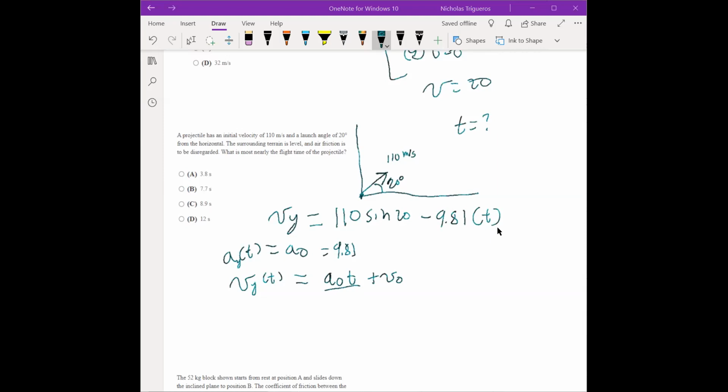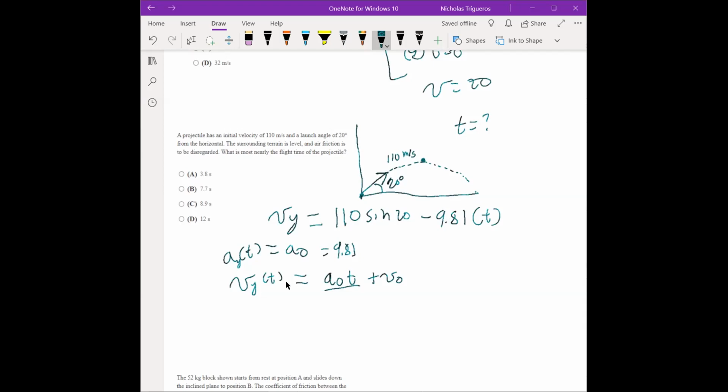So we can solve for t here, right? If we set this equal to 0, what we're doing is finding the point where the velocity in the y is equal to 0. So that would be the peak.